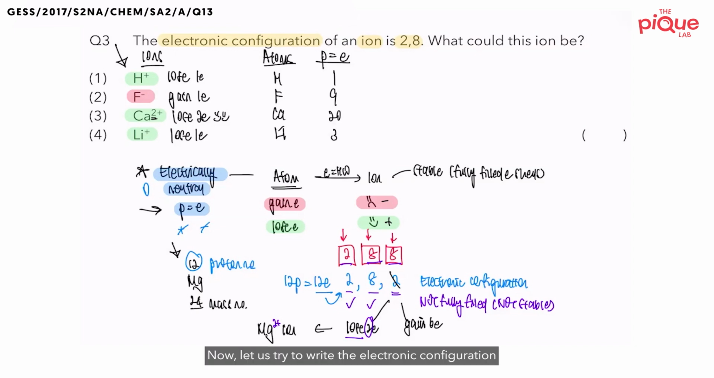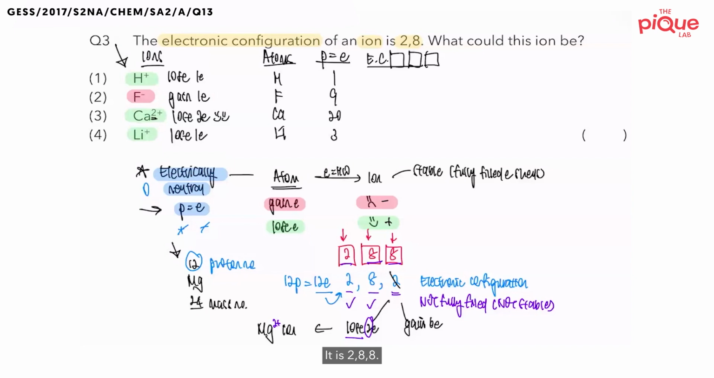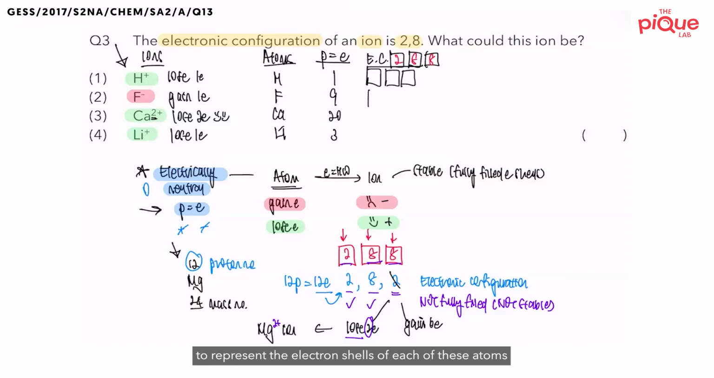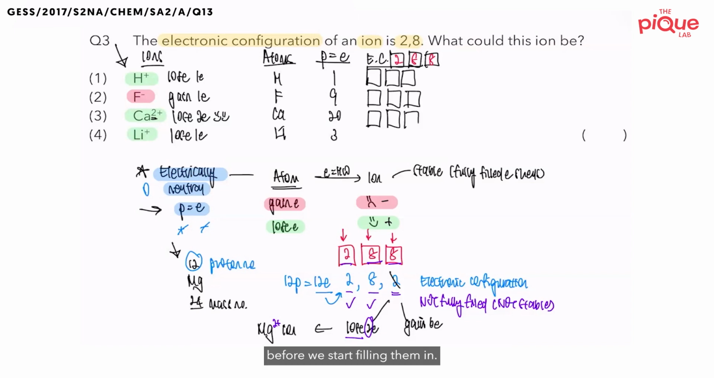Now, let us try to write the electronic configuration of all these atoms together. In other words, we will fill in the electron shells now. Do you still remember the magic number? It is 2, 8, 8. So I want all of you to quickly draw 3 boxes to represent the electron shells of each of these atoms before we start filling them in.